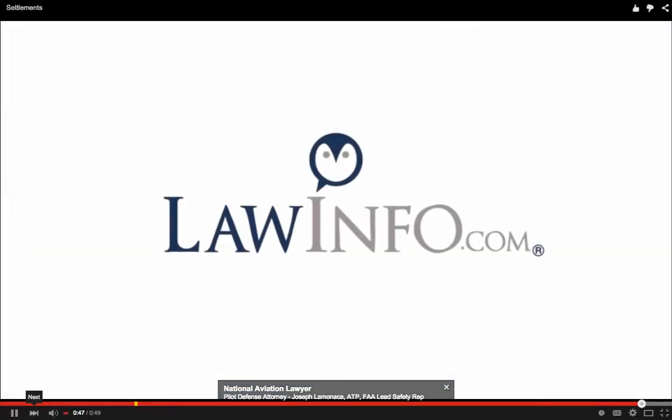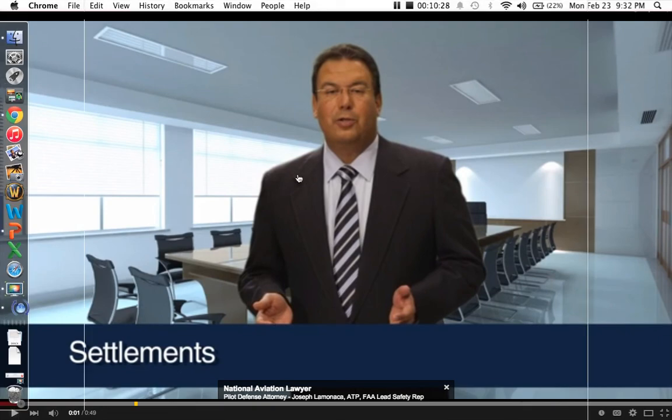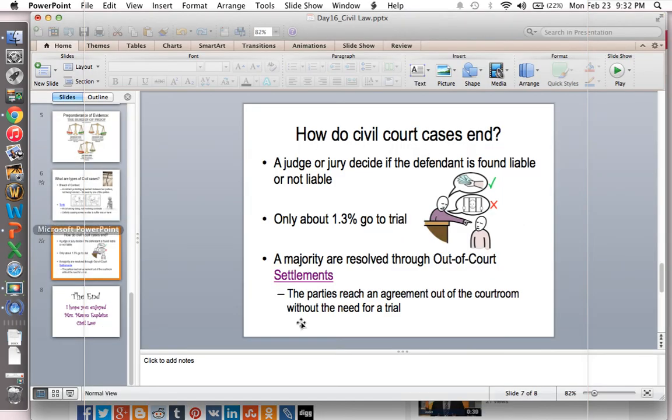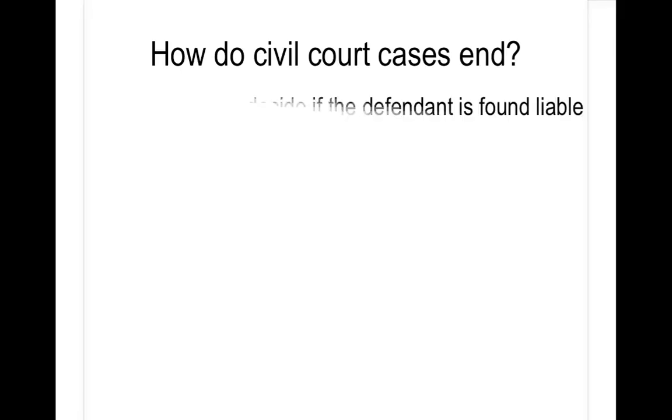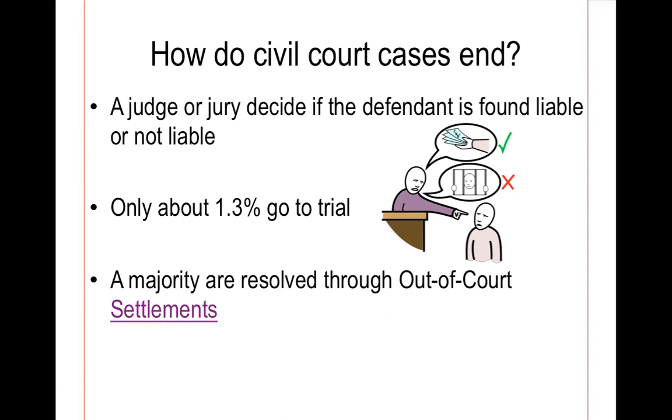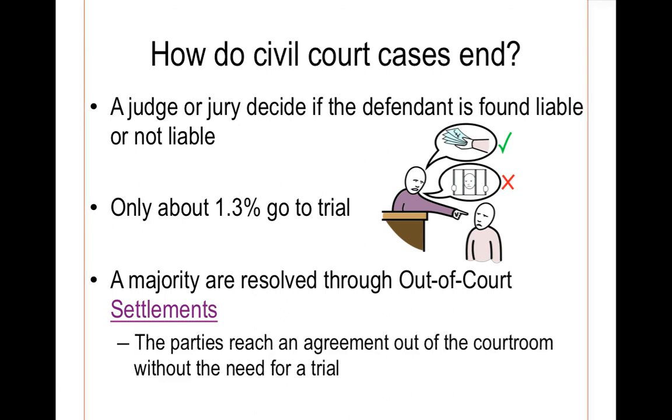And I guess just to explain, litigation would be going to court. All right. So let's go back to our video here. Okay. All right. So how do court cases end? Just remember, a very small amount actually go to trial. A majority are resolved through out-of-court settlements.